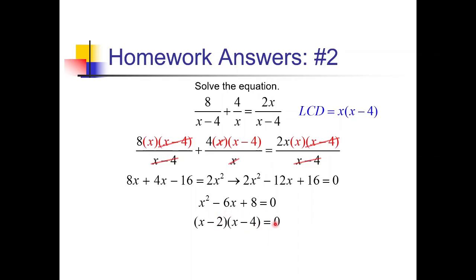Setting each of these equal to 0, we have x equals 2 and x equals 4. Now we always want to double check to make sure nothing's undefined if I plug these in the original. If I plug 2 in up here, 2 minus 4, 2, none of that's going to be 0 in the denominator, so that's fine. If I plug 4 in, however, 4 minus 4 gives me 0. So 4 is going to make the original undefined, which means we actually have to cross that off. That's an extraneous root, and only 2 is a correct answer for this.